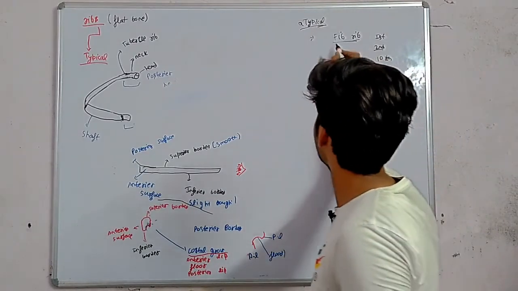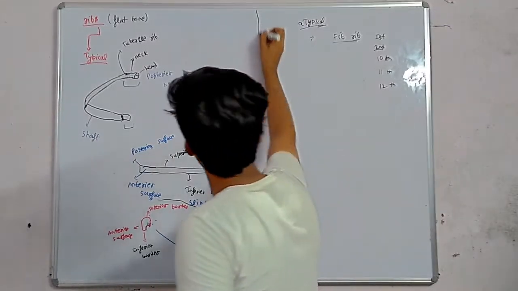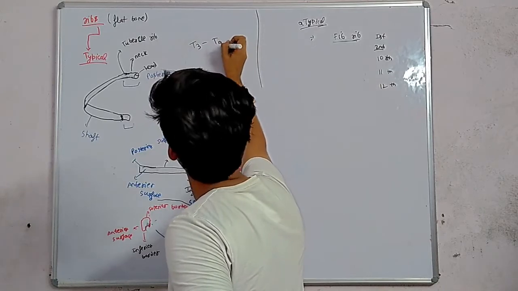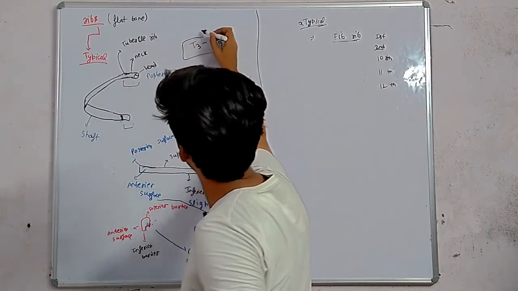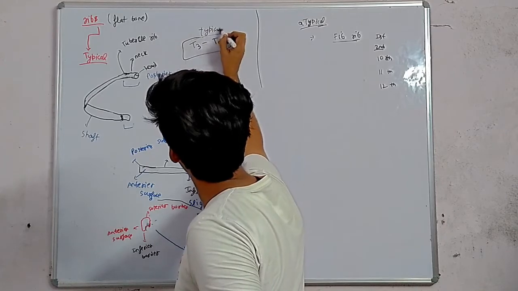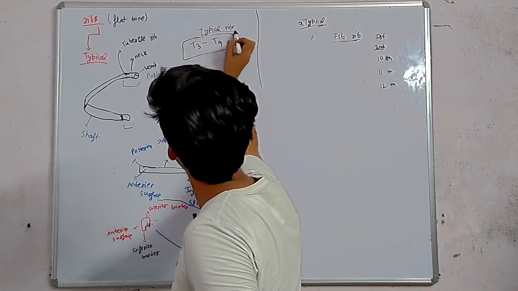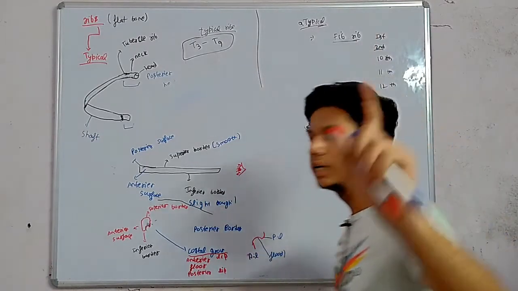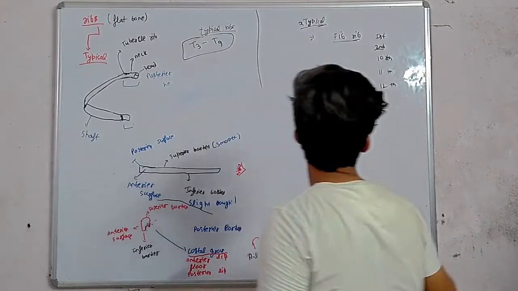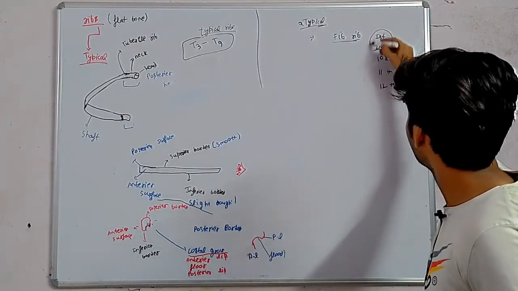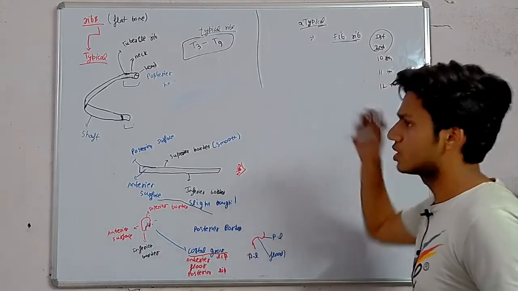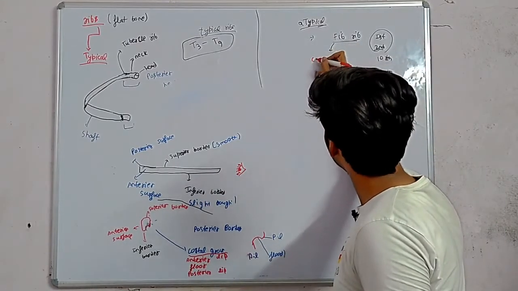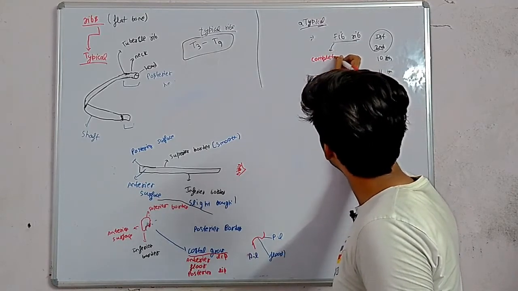So let's talk about particular features. Which ribs come under typical ribs? T3 to T9. These are typical ribs. Note: the first 2 and last 3 ribs are atypical and the others are typical. First 2, last 3. Let's say the first rib. The first rib is completely atypical.